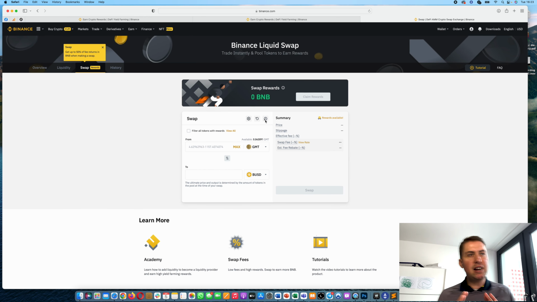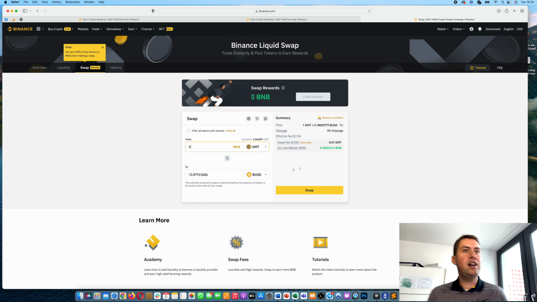That's not a way to make money, to be honest. That's only a way to convert one cryptocurrency into another, like here GMT to BUSD. However, let's say you want to convert 5 GMT, then you don't earn any money, but you are paying less for the conversion. So it's basically a 50% rebate on the conversion. So instead of paying 0.2%, you are just paying 0.1%.